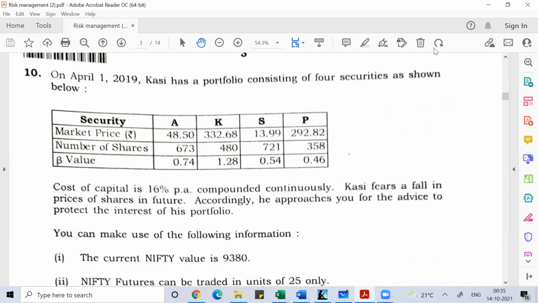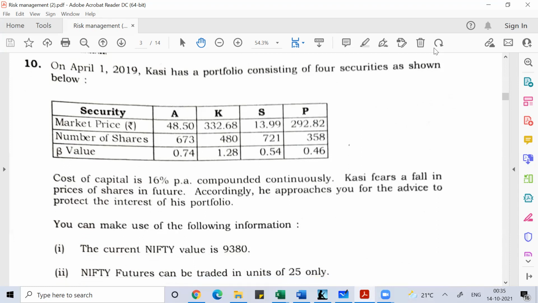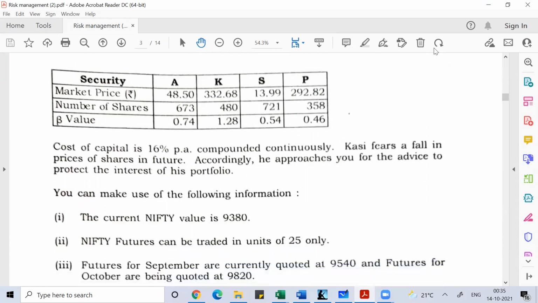Fine. Then in this question, they have given us the current Nifty value, which is somewhere around 9380. Then they have given that Nifty future can be traded in units of 25 only. When you are trading index futures like Nifty, you have to buy a lot where each lot consists of 25 units of the Nifty. I hope you are aware about the future contract, option contract, forward contract. That basic knowledge is very important.